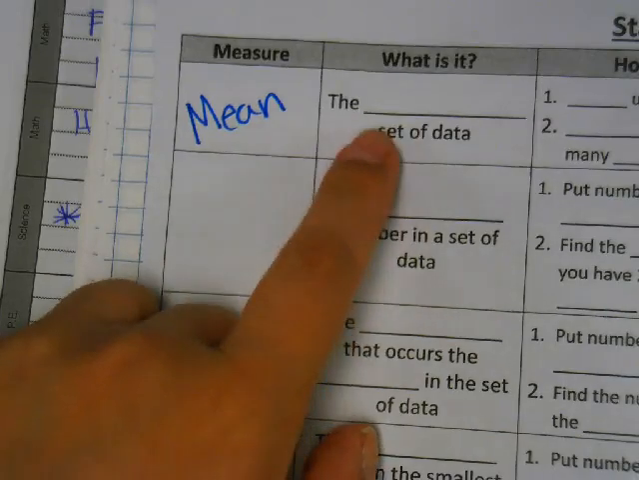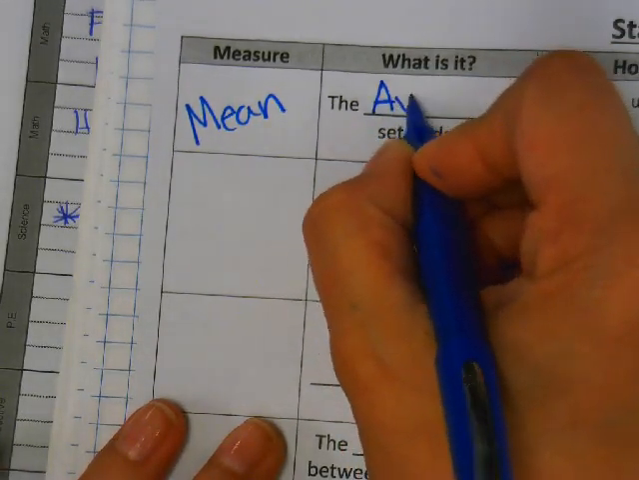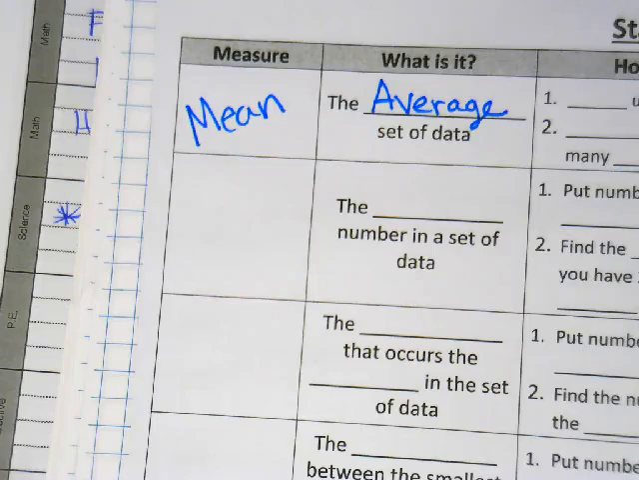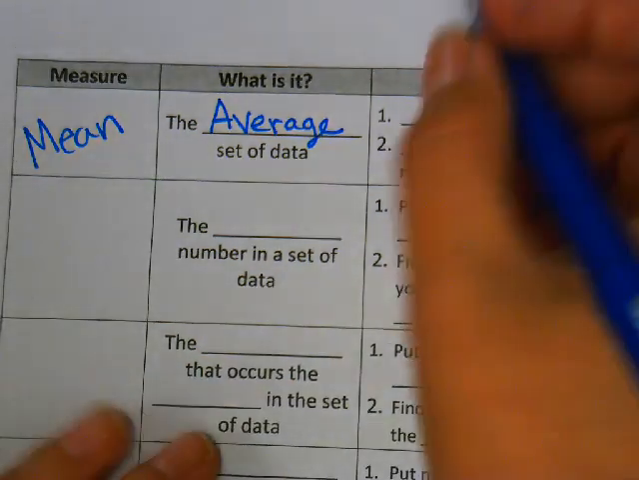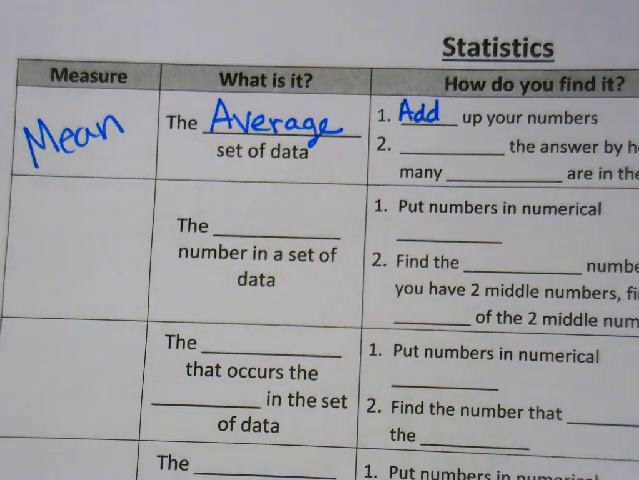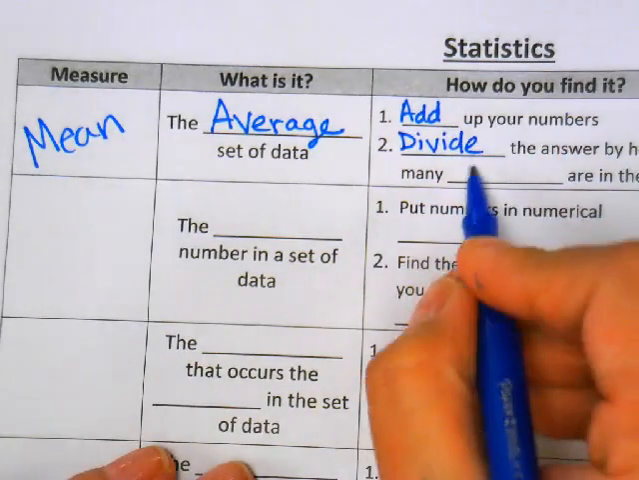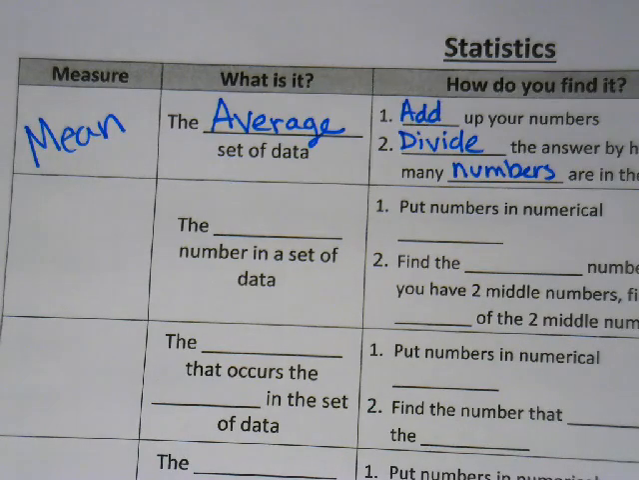Okay, mean. What's another word for mean? Average. The average of the set of data. So all the numbers, it's the average. Okay. Now, what do we do first? What's step one? Add up your numbers. Add. Divide the answer by how many numbers are in the set. So number 2, we are going to divide, which is what you were doing on the little sheet. So first step is to add all the numbers. Super easy adding, even with your fingers. And then the second step is to divide. Now I gave you a multiplication table, so it should be easier to divide.